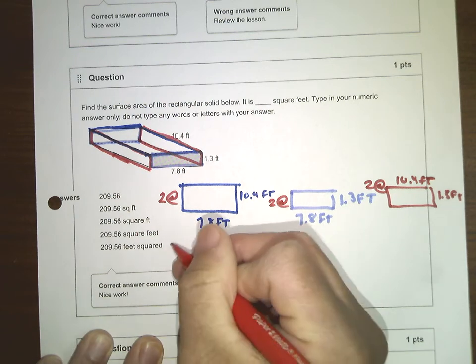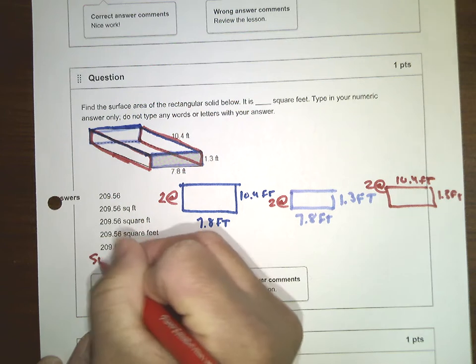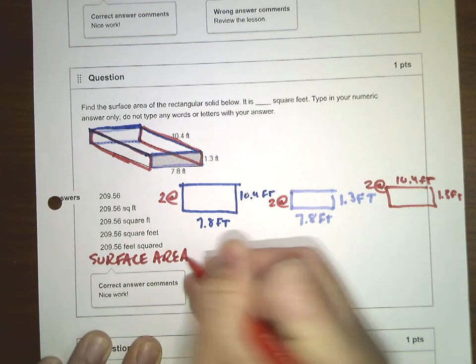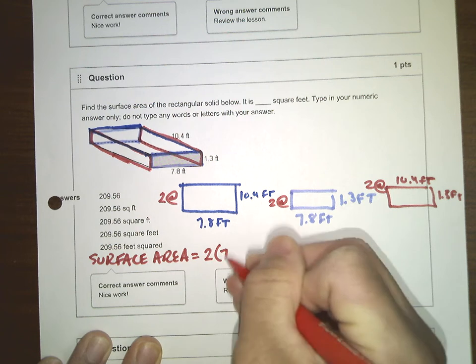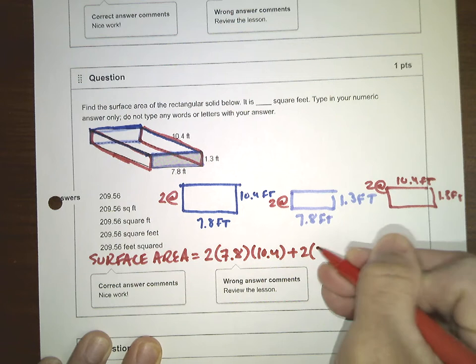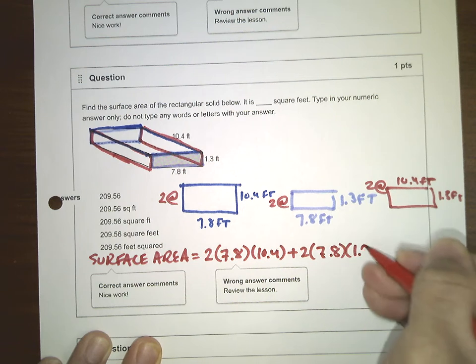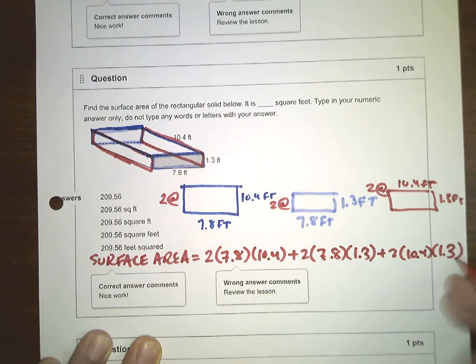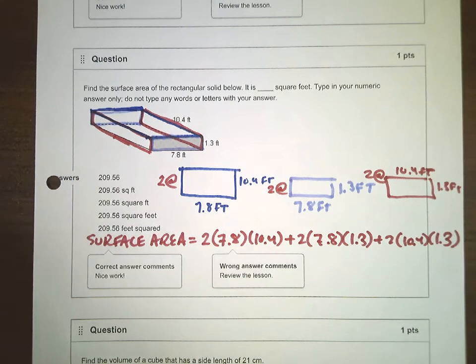All right, so the area of each of these rectangles is going to be just length times width. So the surface area is going to be, well, 2 times 7.8 times 10.4 plus 2 times 7.8 times 1.3 plus 2 times 10.4 times 1.3. So what is this going to be?